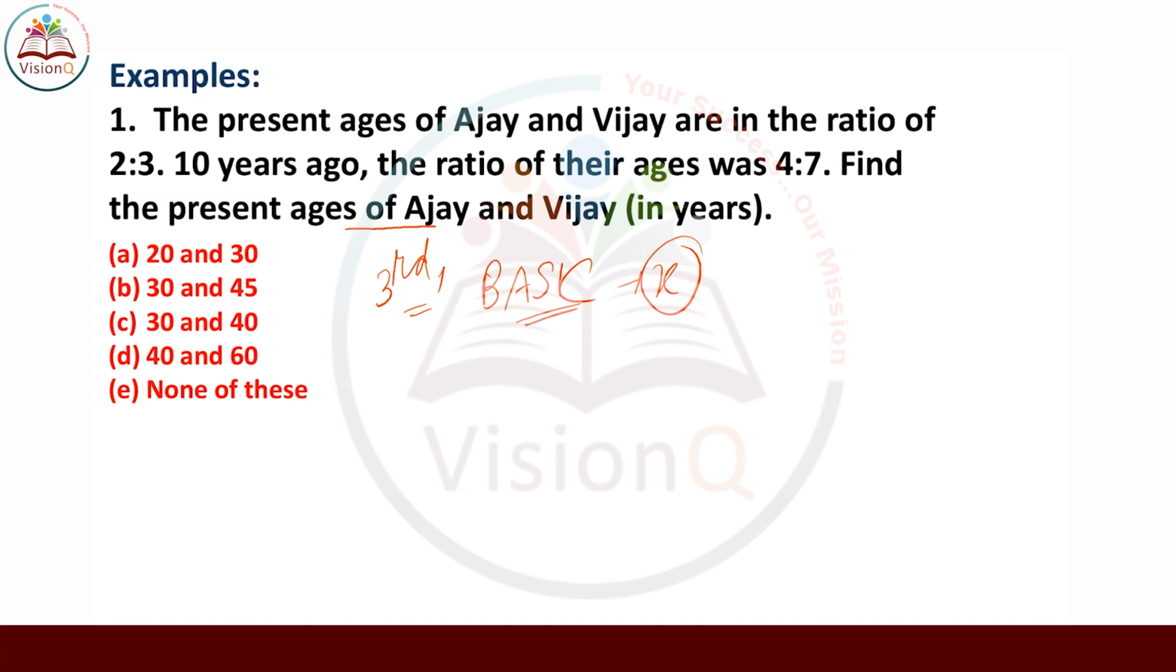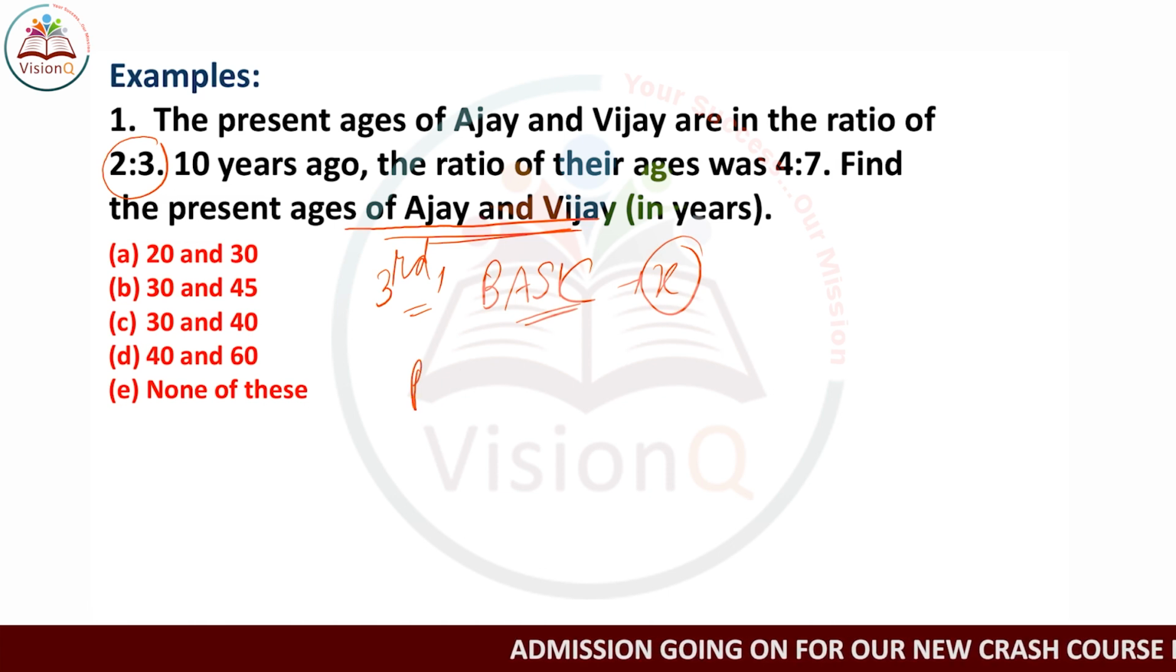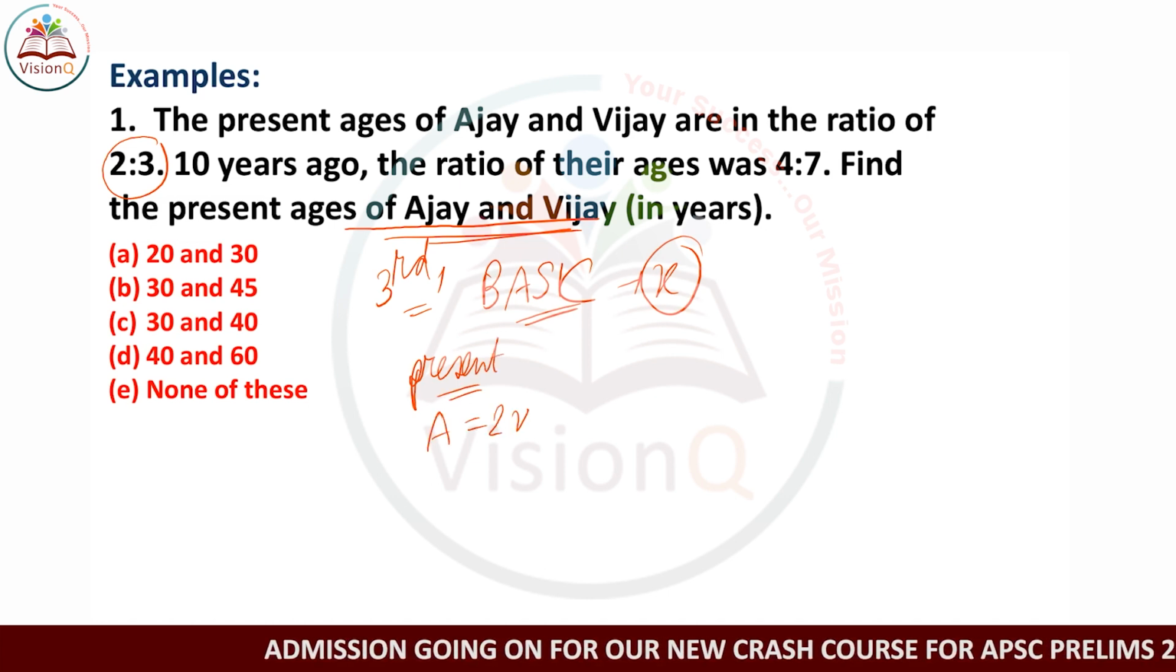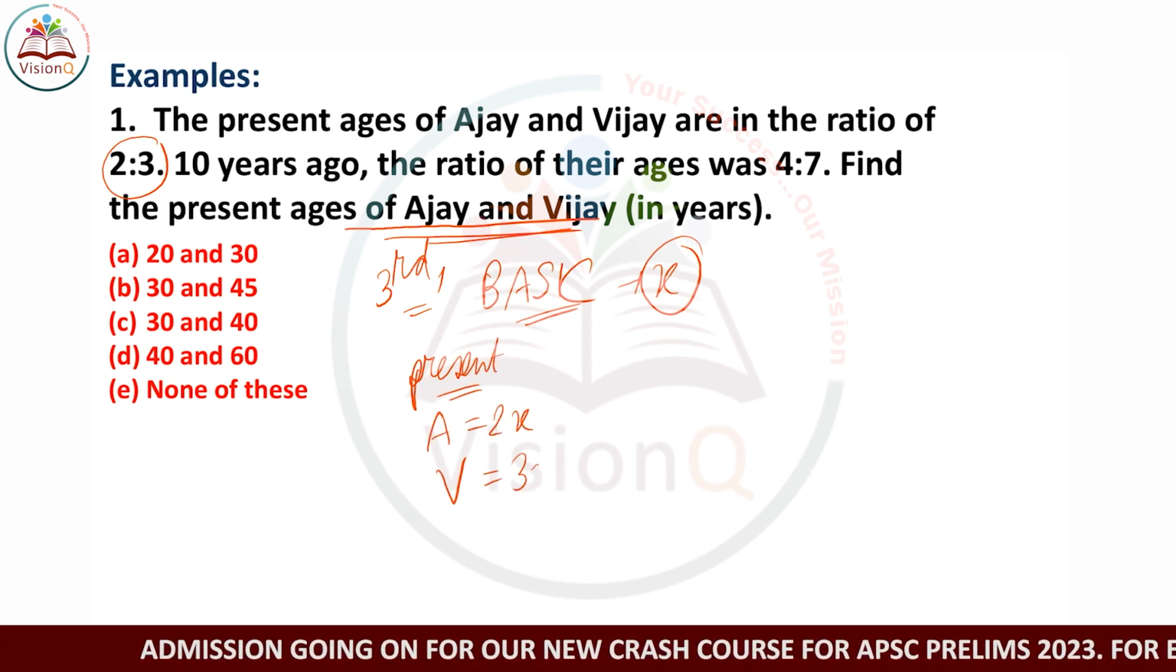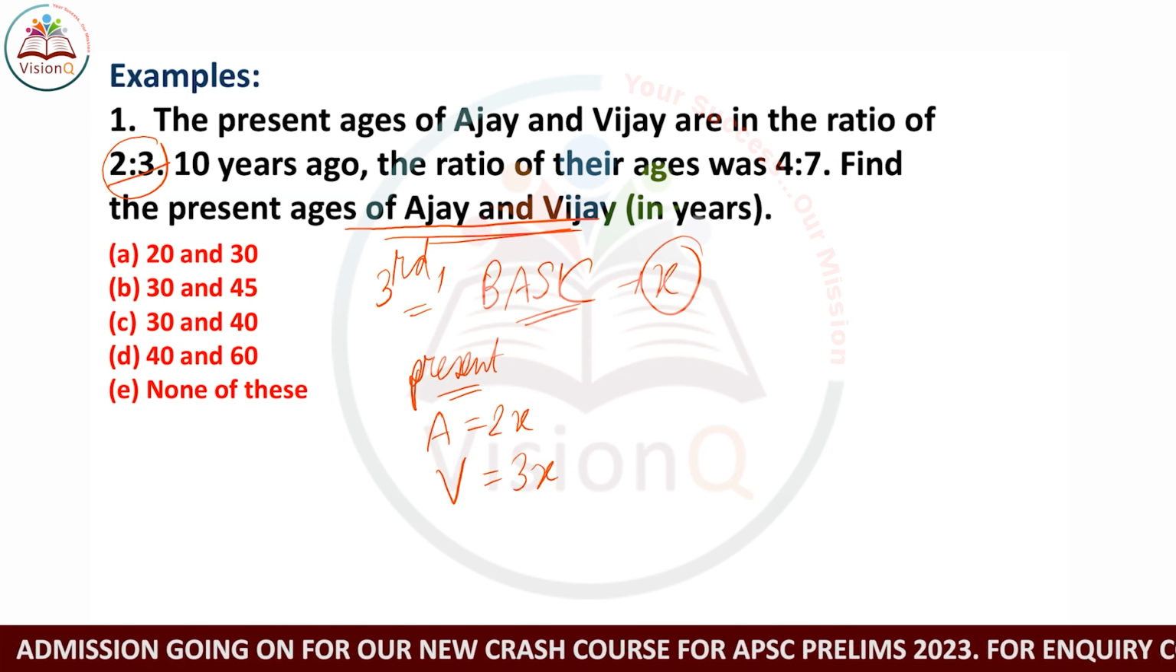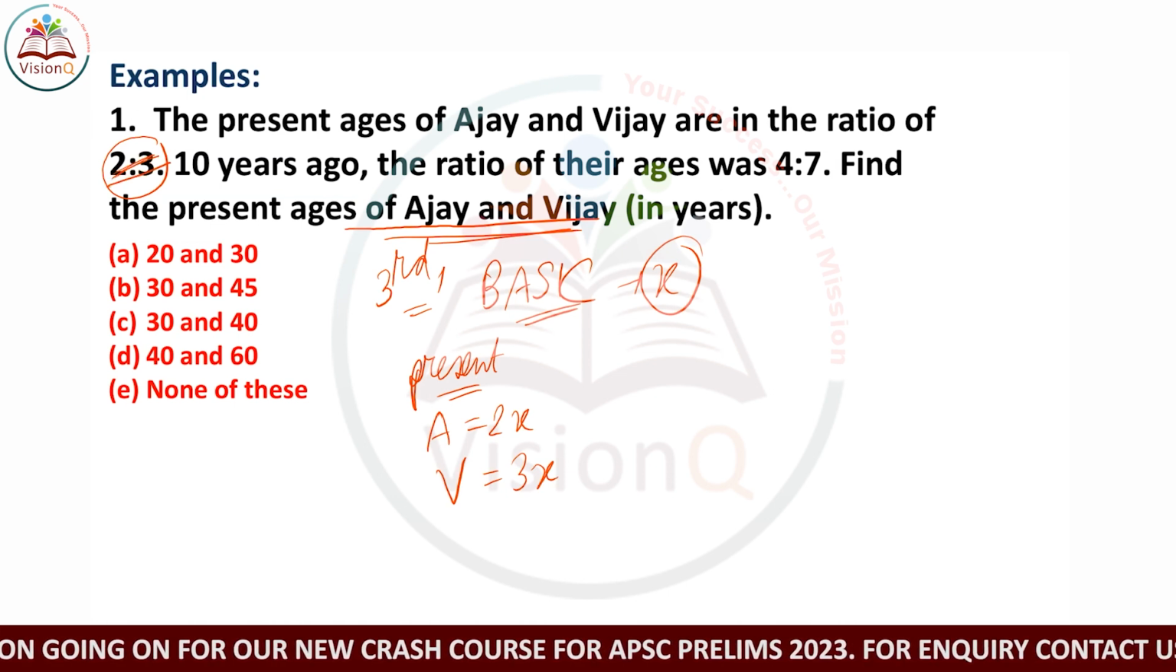It is asked to find what? The present ages of Ajay and Vijay. So let the present age of Ajay and Vijay be in terms of X. Now the present ratio was how much? 2:3. So from the present ratio, I have to assume the values as X. So let the present age of Ajay be twice X and the present age of Vijay be thrice X. So I have used the first ratio to take X.